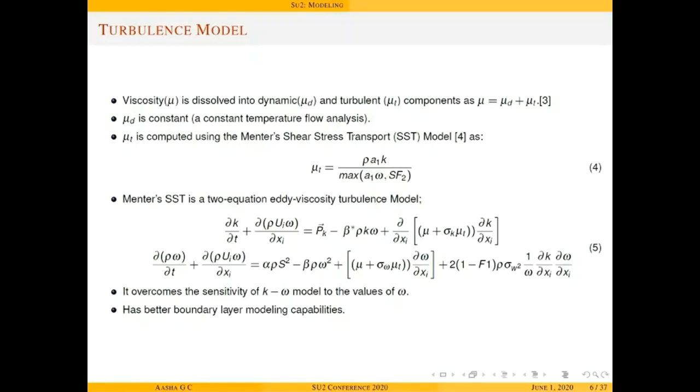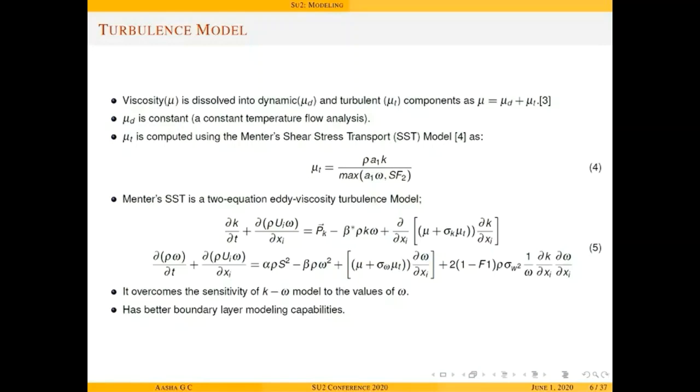SU2 also offers a one equation SA model. However, studies have generally concluded SST to be better suited for turbulence modeling. The Menter SST turbulence model is an extensively used two-equation eddy viscosity turbulence model that combines k-omega and k-epsilon turbulence models. It implements the k-omega model in the boundary layer region and switches to the k-epsilon in the region of free shear flow.